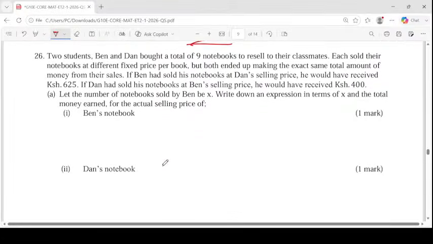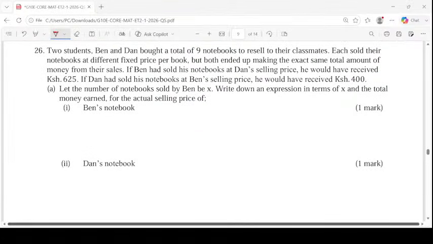Question number 26. Two students, Ben and Dan, bought a total of 9 notebooks to resell to their classmates. Each sold their notebooks at a different fixed price per book, but both ended up making the exact same total amount of money from their sales. If Ben had sold his notebooks at Dan's selling price, he would have received 625 shillings. If Dan had sold his notebooks at Ben's selling price, he would have received 400 shillings.